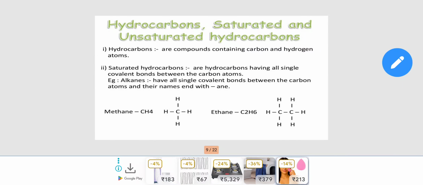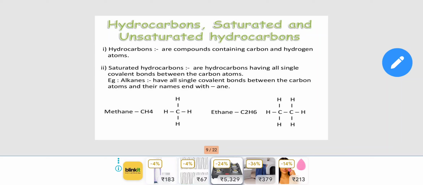Hydrocarbons, saturated and unsaturated hydrocarbon. Hydrocarbons are compounds made of only carbon and hydrogen. They are mainly divided into saturated hydrocarbons and unsaturated hydrocarbons. Saturated means alkanes, and unsaturated means alkenes and alkynes.